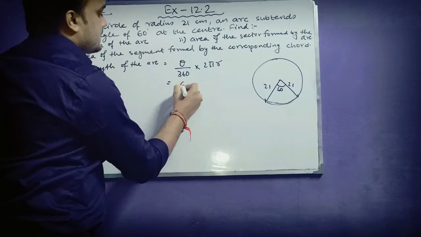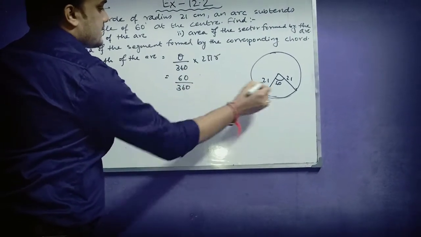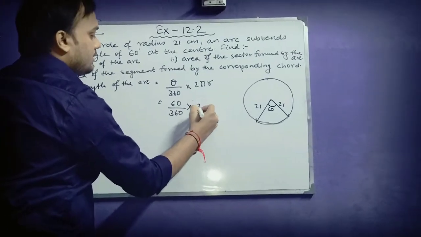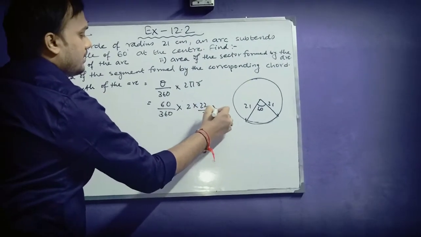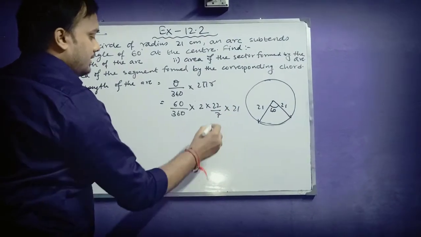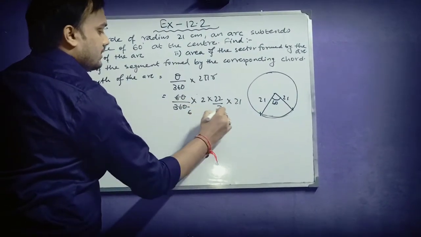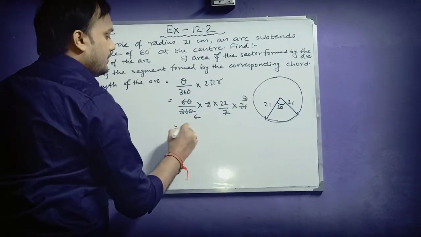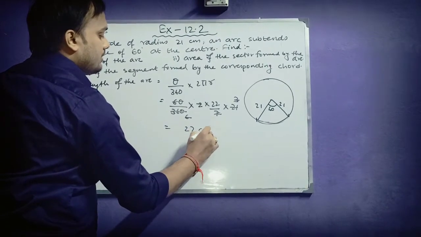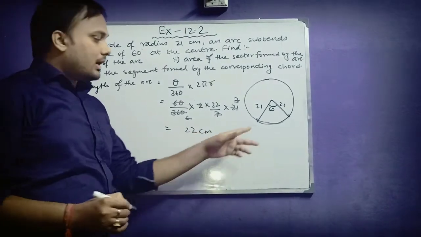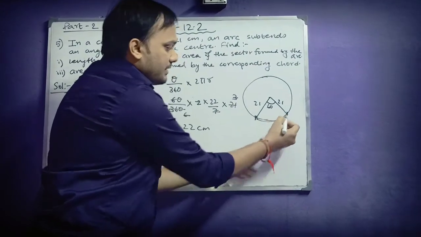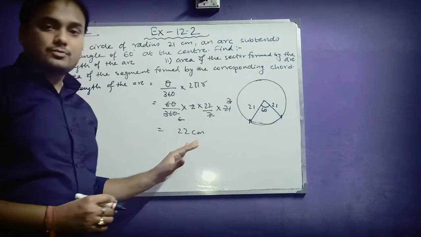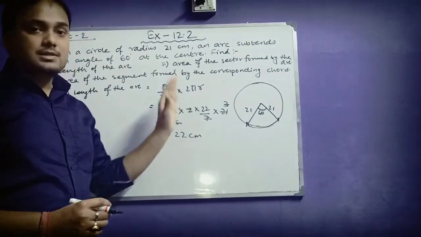So it will be 60 by 360, as the central angle is 60 degree, theta is the central angle here, into 2 pi r. That means 2 into 22 by 7 into radius is 21 here. So it will be equal to 22 centimeter. So this is the length of the arc from here to here. That means the length of the arc subtended by the angle 60 degree is only 22 centimeter. This is our answer for the first question.